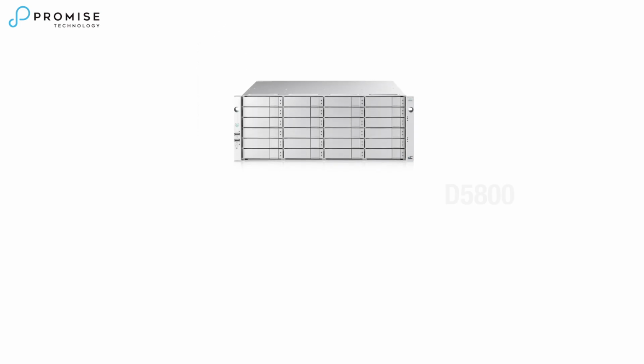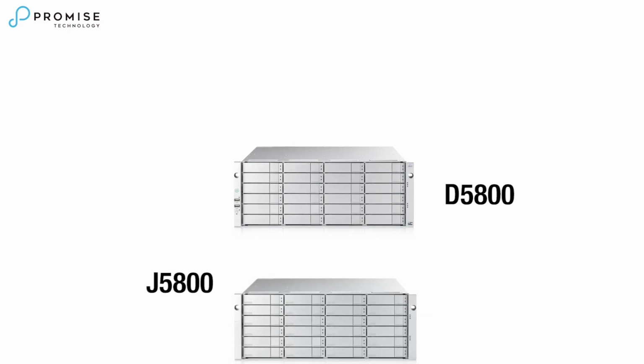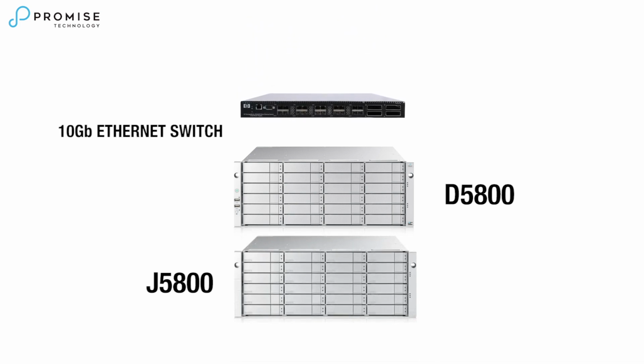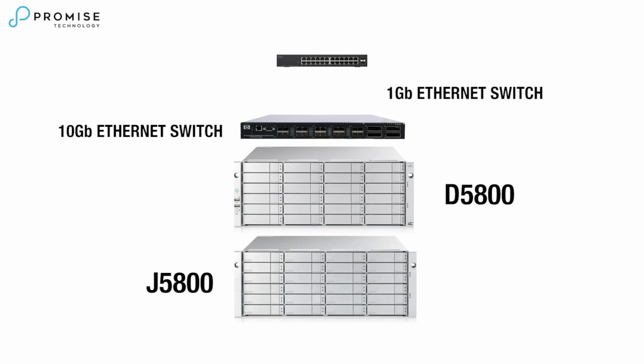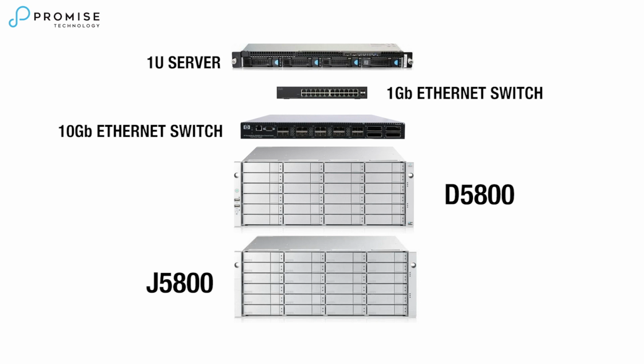For our software demo, we'll be using a SAN NAS topology configuration. We've got the VTrak D5800 RAID head, a VTrak J5800 JBOD, a 10 gigabit optical Ethernet switch, a 1 gigabit Ethernet switch for management, and a 1U server that contains a 10 gigabit SFP Plus Ethernet HBA PCI card to take advantage of iSCSI and NAS performance. This is ideal for customers that would like to take advantage of the D5000's file level services, or for customers that require block level access via iSCSI.